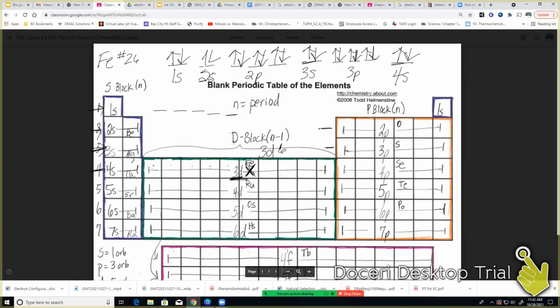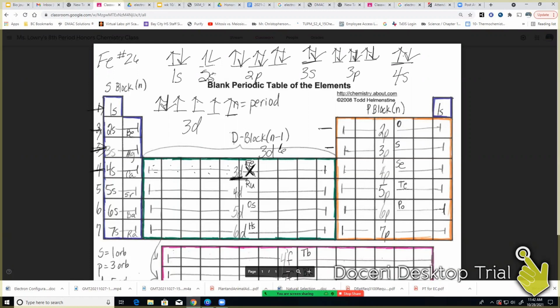You draw all the lines, even if they're not going to have any electrons in them. So this one is 3d, and we said 1, 2, 3, 4, 5, 6. I need 6 electrons, so I'm going to do 1, 2, 3, 4, 5, and then finally I will double up to get my 6th electron. So if I count all of those, I should have 26: 2, 4, 6, 8, 10, 12, 14, 16, 18, 20, 22, 23, 24, 25, 26. So I do have my 26 electrons. Anybody have any questions on that part of it?